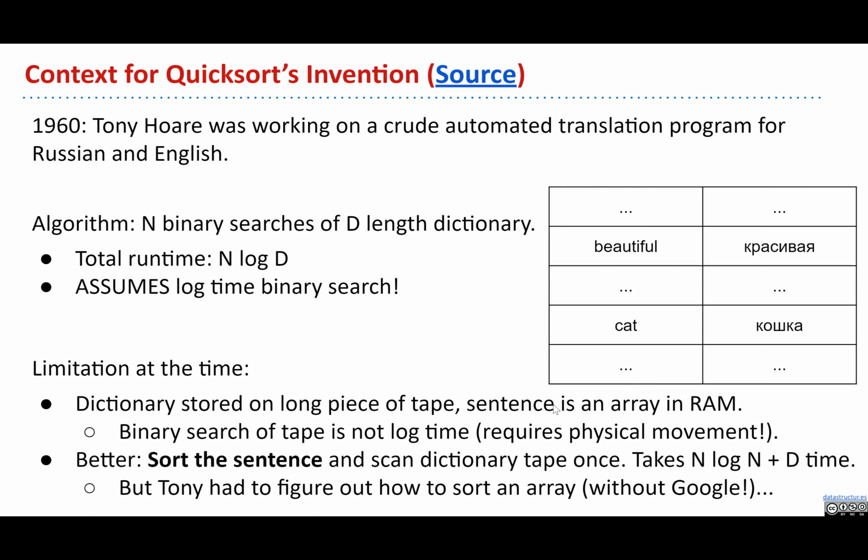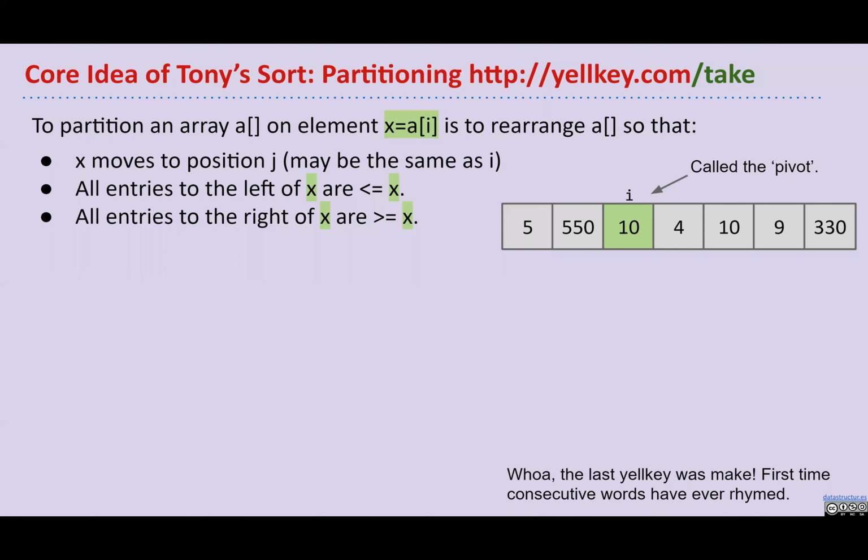The exact details don't matter too much, but the idea is he wanted to be able to sort sentences. And he had to do it without any kind of sorting library in his programming language. There was no Google. He just had to make up sorting. The idea he came up with was not based on selection, not merge sort, not insertion sort, but instead partitioning. This is just the weirdest idea that anybody ever had, but it turns out to work pretty well in practice, though not at the time he invented it.